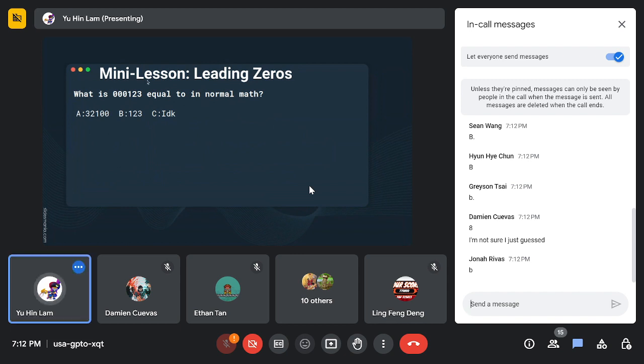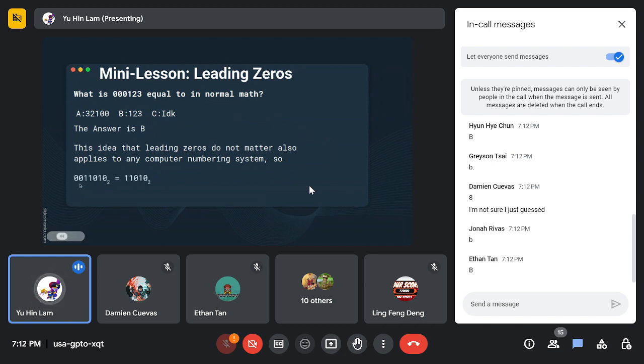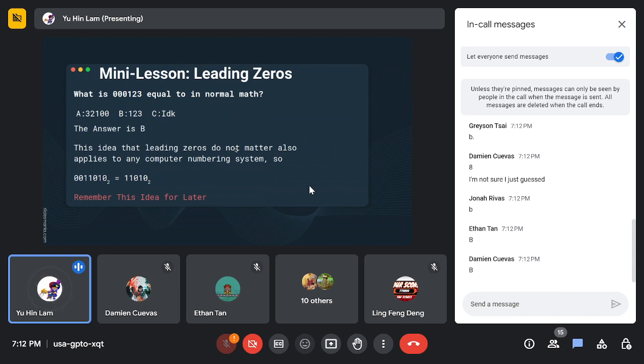Okay. So I see a lot of B's, and that's the correct answer. The idea of leading zeros is that any zero in the front just doesn't matter in any numbering system. For example, this binary number 0, 0, 1, 1, 0, 1, 0 is basically equal to just dropping these front two zeros. Okay, so everyone understands this concept, right? Because we will need this for later on.